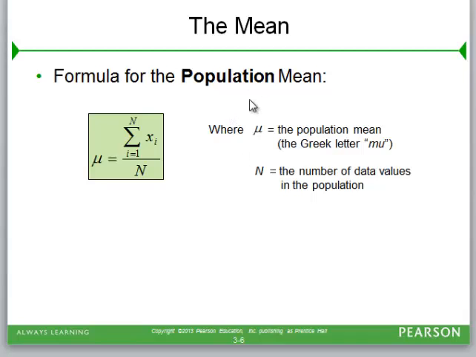The formula for the population mean uses mu. Remember, we use x bar for the sample mean, and mu means the population mean. Mu equals the same thing. We sum up all the values in the population, then divide by the number of data values in the population. And here we use a capital N to represent the number of values in the population.